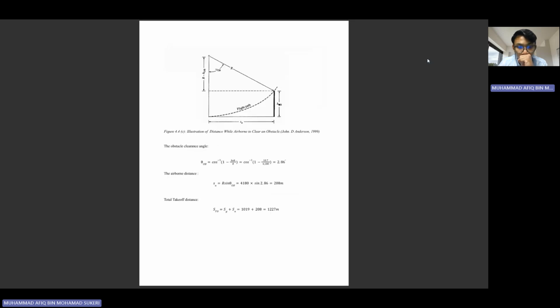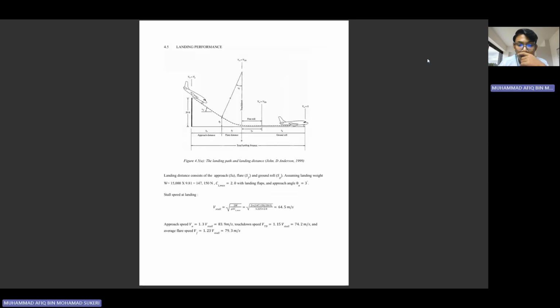Okay, we also have to take into account the airborne phase to clear an obstacle, because this is required to calculate our airborne distance, and it will affect the calculation. We need to calculate theta, the obstacle clearance angle, so we can get the airborne distance and the total takeoff distance. For this F-16 case it is around 1.2 km, which is the summation of ground roll distance and airborne distance.